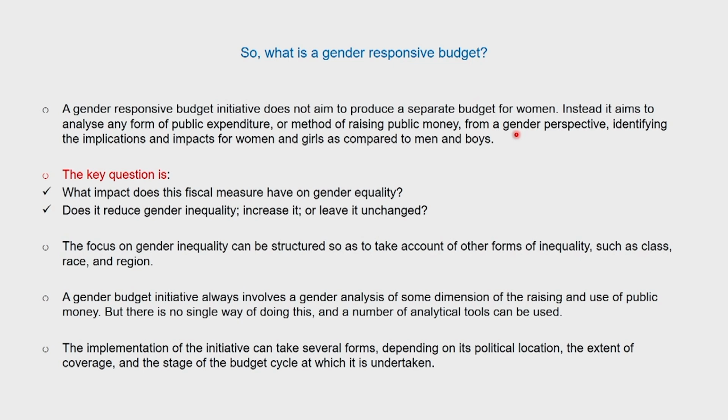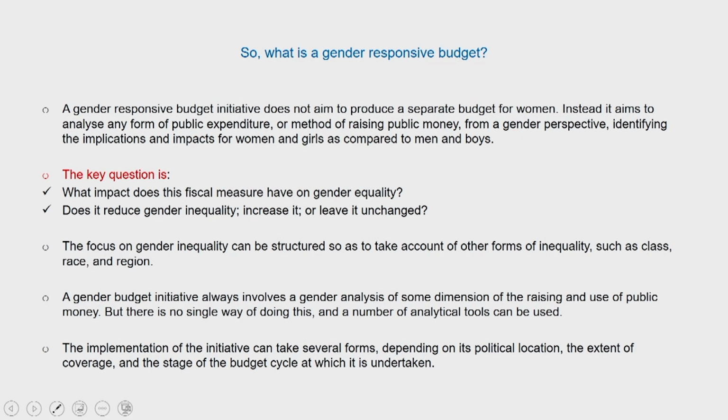So the analysis of public expenditures needs to be made in gendered ways, and the key question to ask is, what impact does a fiscal measure have on gender equality? Does it reduce gender inequality, increase it, or leave it unchanged? And the focus on gender inequality can be structured so as to take account of other forms of inequalities or intersectionalities, as we were talking about in terms of class, race, and religion. A gender budget initiative should always involve some kind of gender analysis of some dimension of the raising and use of public money.